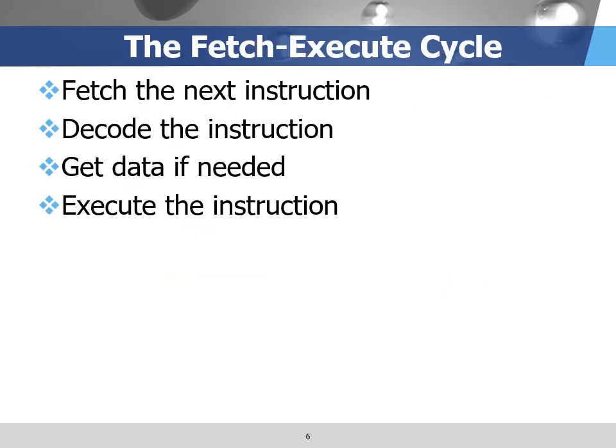Now let's look at the fetch execute cycle, which is a very important concept in the CPU. In the fetch execute cycle, the first step is to fetch the next instruction. After you fetch the instruction, you decode the instruction. Then you get the data if it's needed, because some instructions need data and some don't. Then you execute the instruction, and go back to the first step, which is to fetch the next instruction. So it makes this a loop.